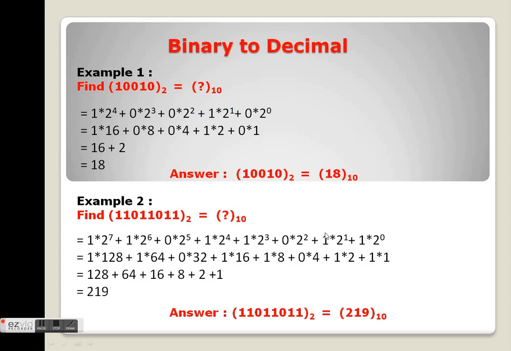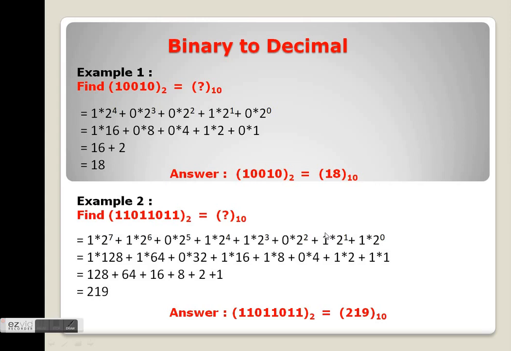In example number 1, the number is 10010. So the expanded form of this number is 0 multiplied by 2 raised to the power 0 plus 1 multiplied by 2 raised to the power 1 plus 0 multiplied by 2 raised to the power 2 plus 0 multiplied by 2 raised to the power 3 plus 1 multiplied by 2 raised to the power 4.